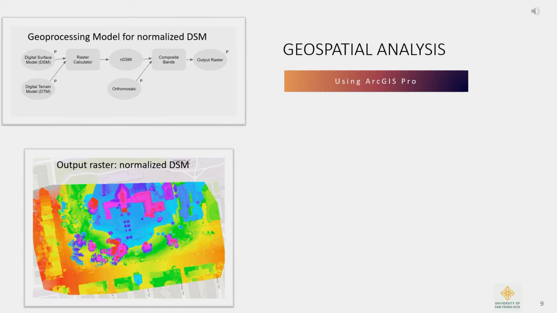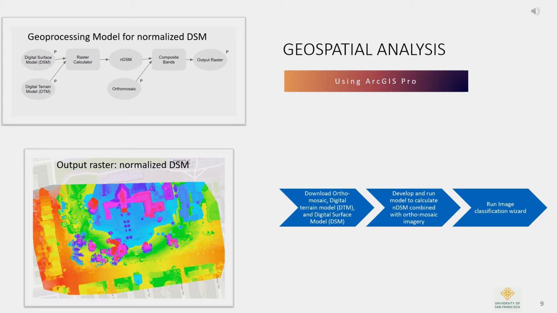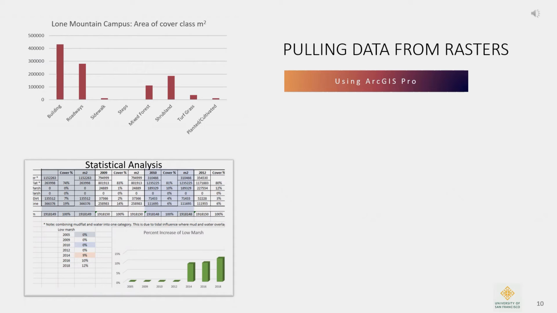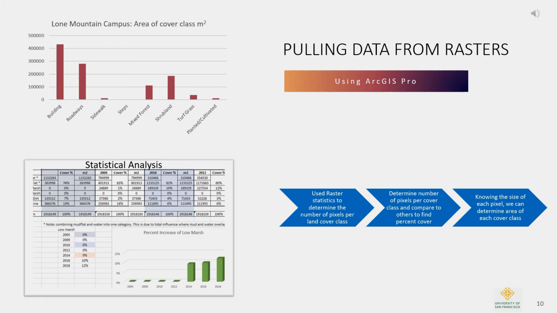Geospatial analysis within ArcGIS Pro. After importing the orthomosaics, DSMs, and DTMs, a model was built to combine a normalized DSM, a DSM minus the DTM, and the orthomosaics. The image classification wizard was then employed on this raster file. Pulling data from the raster. Using the raster statistics tool, I was able to determine the number of pixels per land cover type. This allowed me to calculate the percent cover of each cover type and its area.